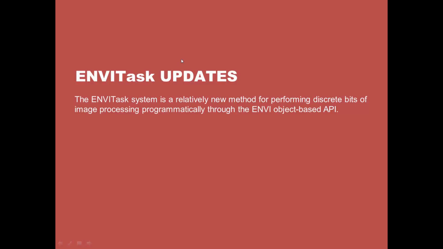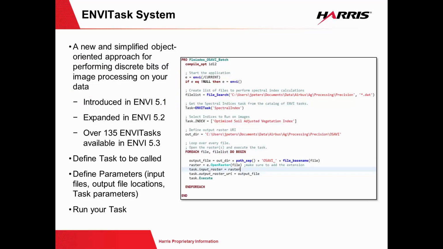All right, now we're going to talk about the ENVITask system. For those of you who are not familiar with the ENVITask system, it's a relatively new method for performing discrete bits of image processing programmatically through the ENVI object-based API. So it's very simple. What's great about the ENVITask system is that it allows you to essentially take an image, pull it in, run some sort of processing on it, output that image either to a file or just output it into the next ENVITask.